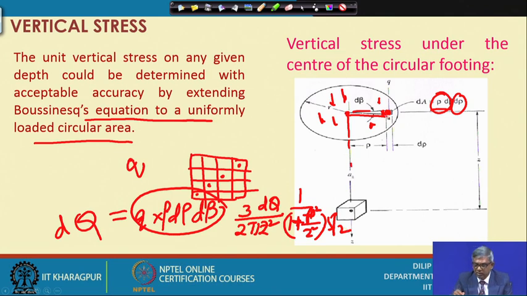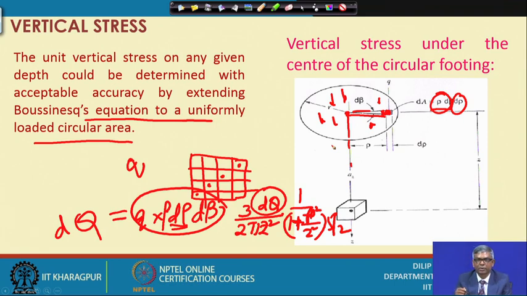For this small element I can use this equation, but for the entire area, I can integrate. dQ is a function of rho and beta, d rho and d beta, which are variables. So, I can integrate for beta from 0 to 360 degrees. I have taken a small angle d beta, and that d beta can vary from 0 to 360.